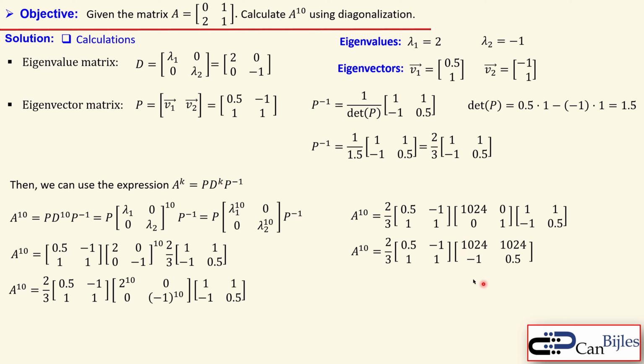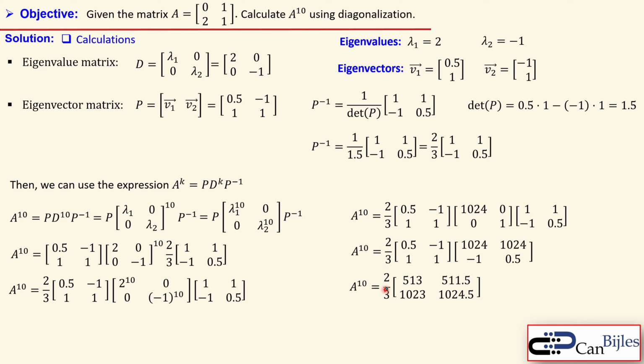The next step is to calculate the matrix multiplication of these two matrices. So you do 0.5 times 1024 plus minus 1 times minus 1, which will then be 513. And you proceed like so again. This row times this column, and then this row times this column will be appearing here, and this row times this column. Again, you will have this 2 over 3 in front.